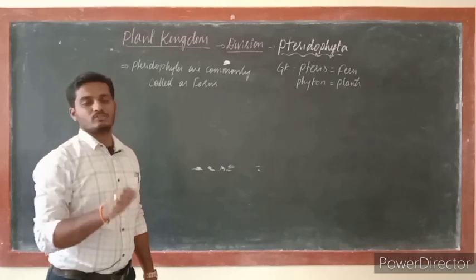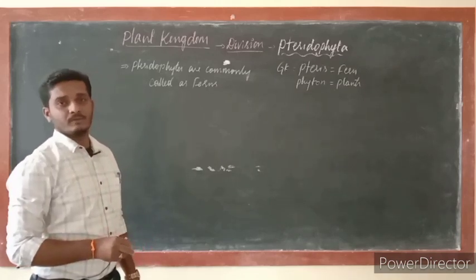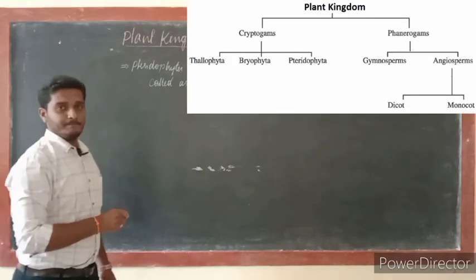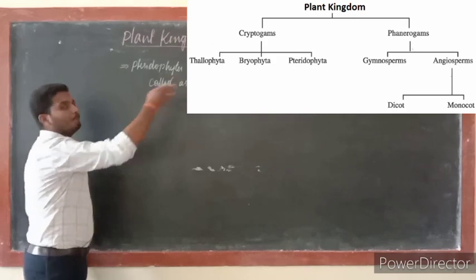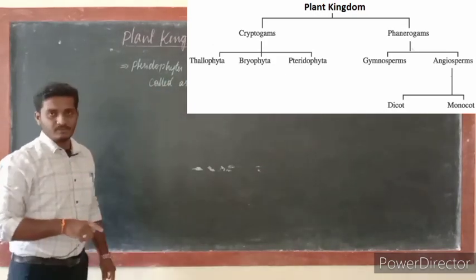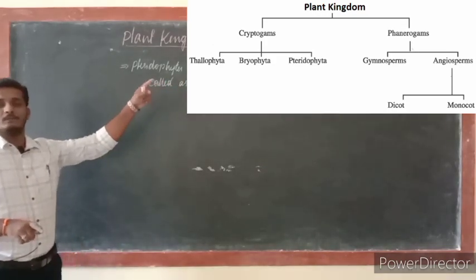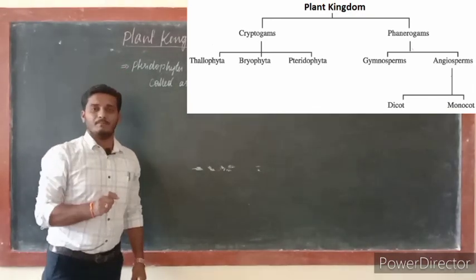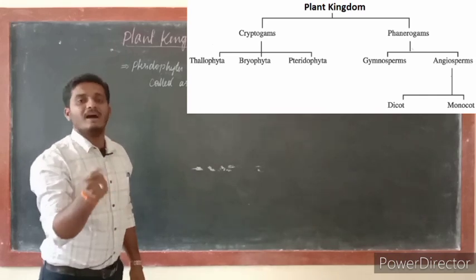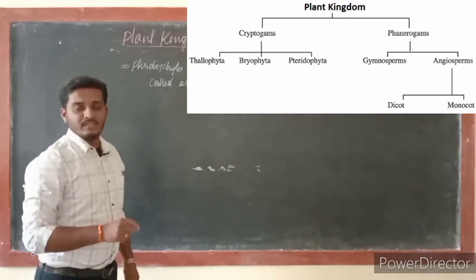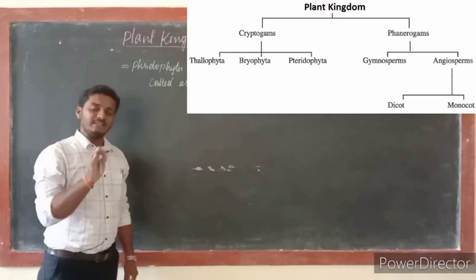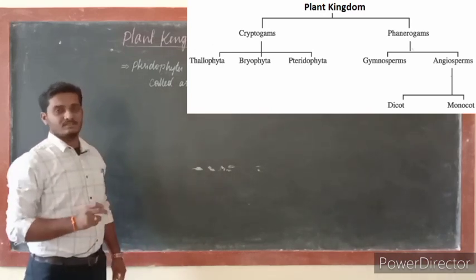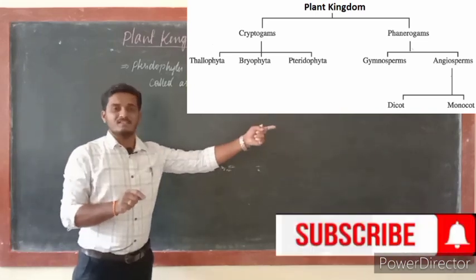Pteridophytes are the first land plants with vascular bundles or vascular tissue like xylem and phloem, which appears for the first time, and they also belong to cryptogams. See, the plant kingdom is divided into two categories based on the formation of seeds and absence of seeds. If seeds are not present, then it is called cryptogams. Cryptogams cannot produce seeds. Phanerogams produce seeds.